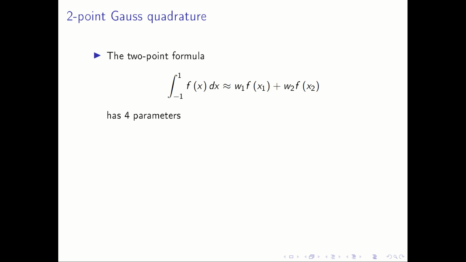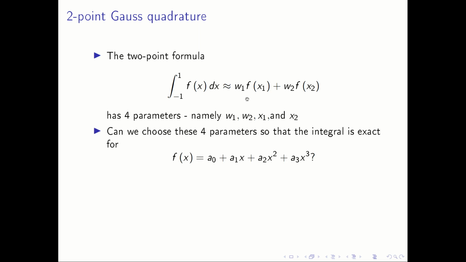But now let us look at this. The 2-point formula that we used for the trapezoidal rule, weight times the value of the function, actually has 4 parameters. The 2 positions x1, x2, and also the 2 weights w1, w2. So we have 4 things to play with. In the trapezoidal rule, of course, x1 and x2 were fixed. They were the 2 endpoints, +1 and -1 respectively.